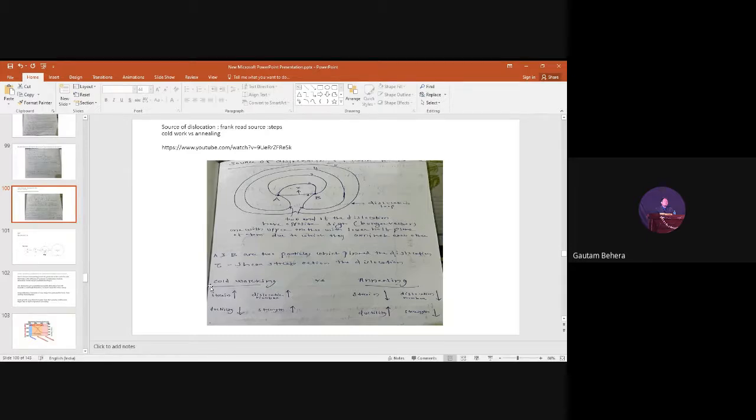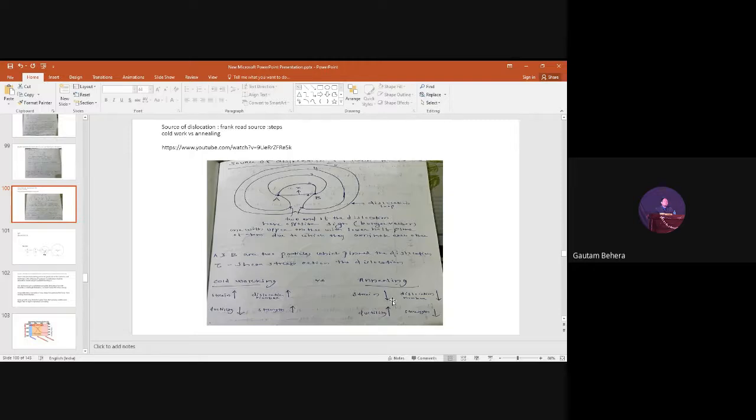But after cold working, suppose you still want to deform a metal. It is not possible due to strain hardening, right? So you can do an annealing process. Annealing is a kind of heat treatment process where we require high temperature. So what happens during annealing? Strain will go down, dislocation number will go down, ductility will increase, strength will go down, right?